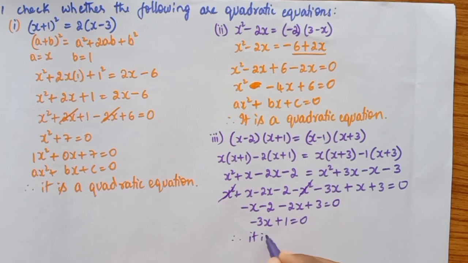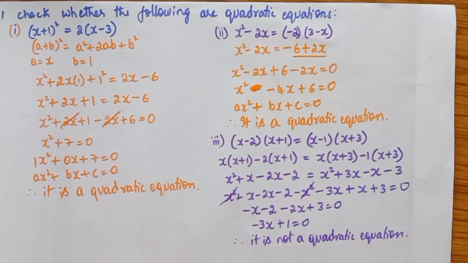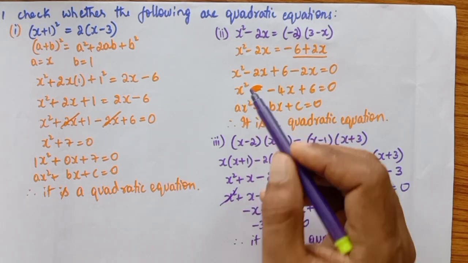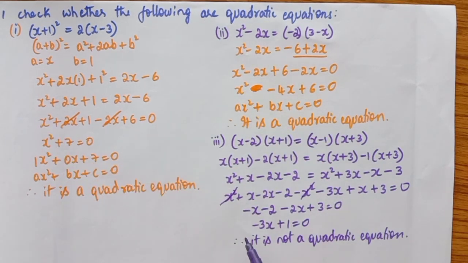Therefore, it is not a quadratic equation, as there is an absence of x square. x square is not there. You see this equation, ax square was there, x square was there, here also x square was present, here x square is absent. That's why it is not a quadratic equation.